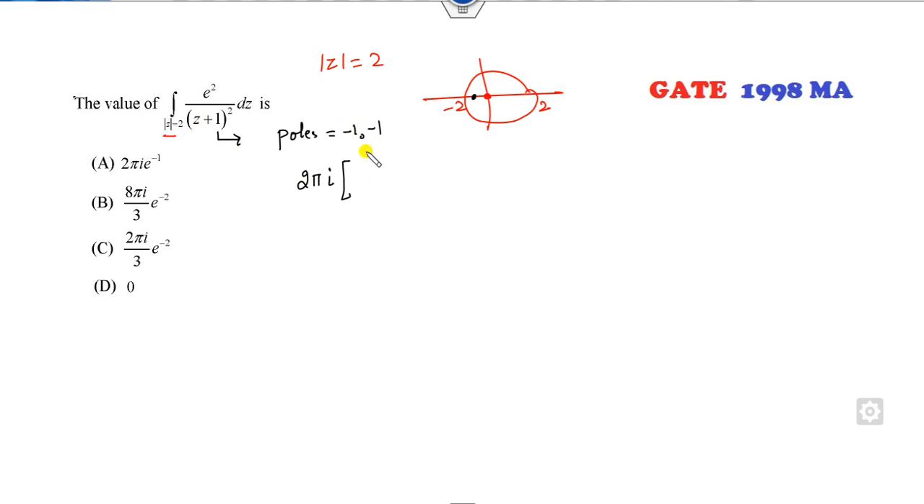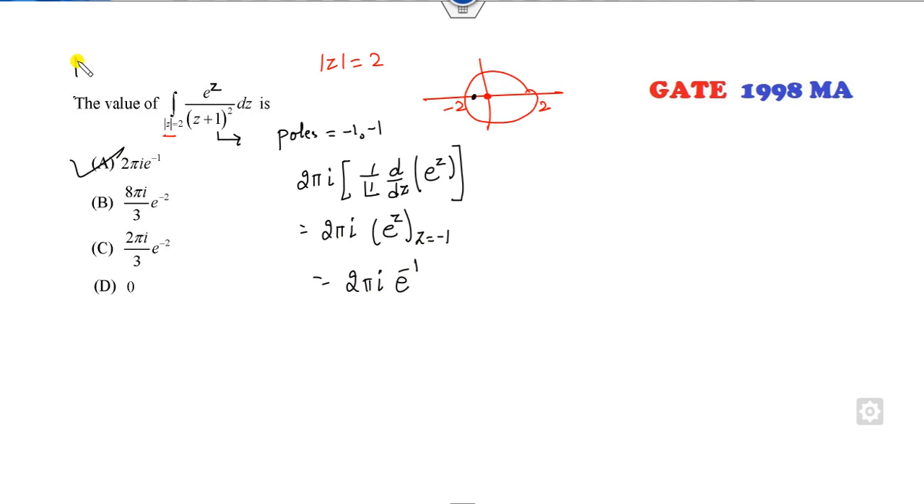This is a -1 pole 2 times, so I can write this as 2 minus 1 factorial, that's 1 factorial, times the first derivative of the remaining part, that is e raised to power z. If it's order 2, then you have to take the first derivative of this. So the right answer is 2 pi iota e raised to power z at z equal to -1, that is 2 pi iota e raised to power -1.